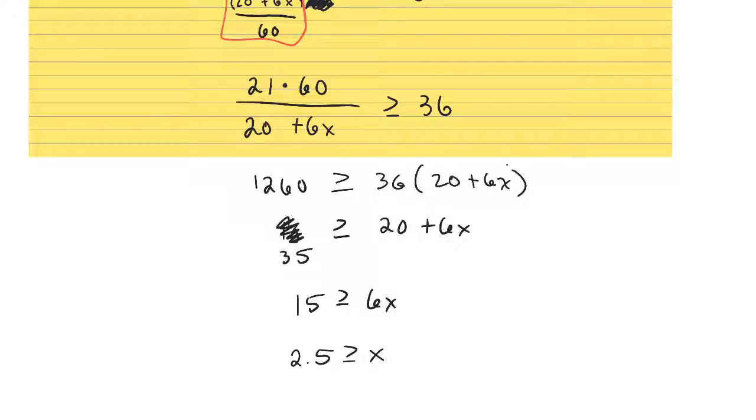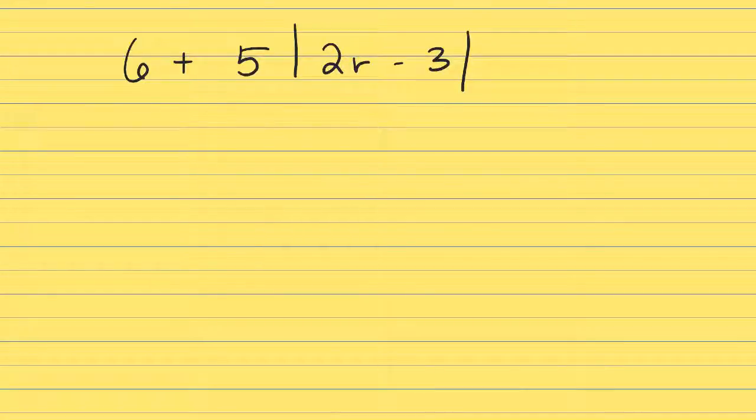2.2, 2.4, 2.5. Trying to think of other examples. Olivia, go ahead. Can you just go over 2.4.24? Sure. 2.4.24 says the following: 6 plus 5 times the quantity, absolute value of 2r minus 3, is greater than or equal to 4.